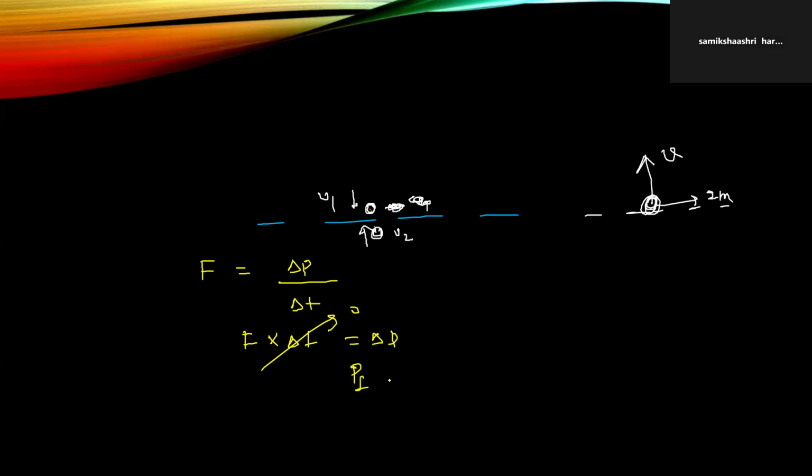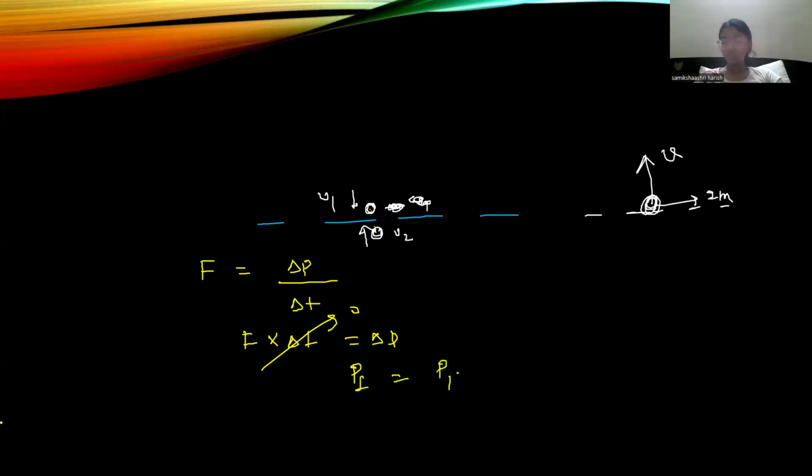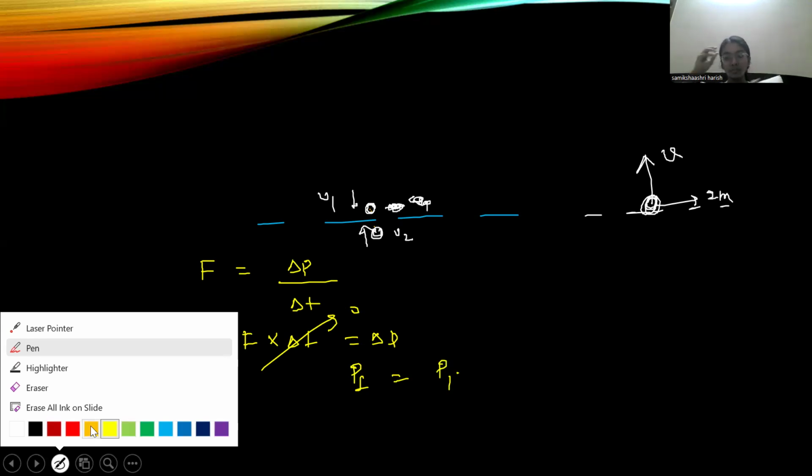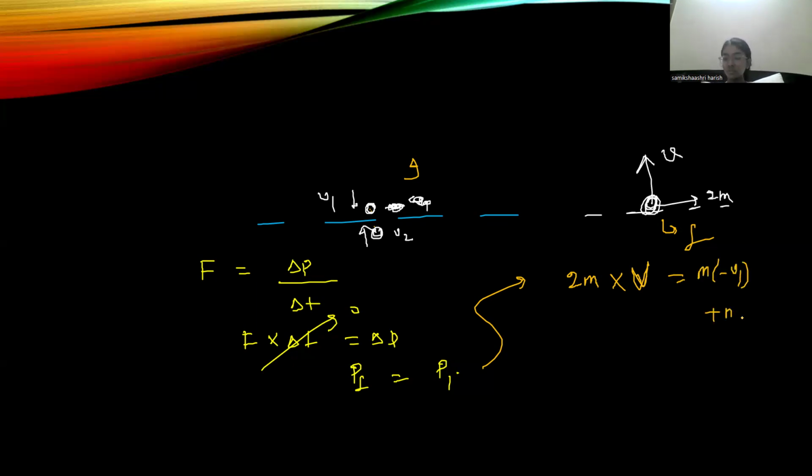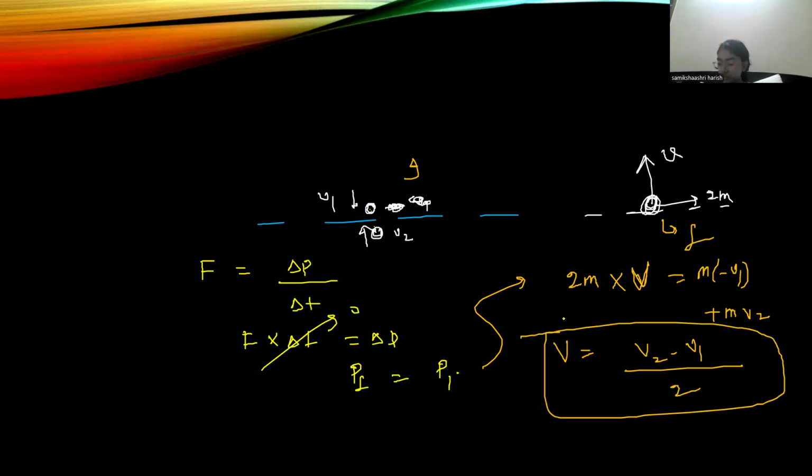Delta p is final momentum minus initial momentum, p final minus p initial. Initially this particle is going down, so it will be minus v1. This is going up. So can you find v? That will be v2 minus v1. Now how to find v2 and v1?